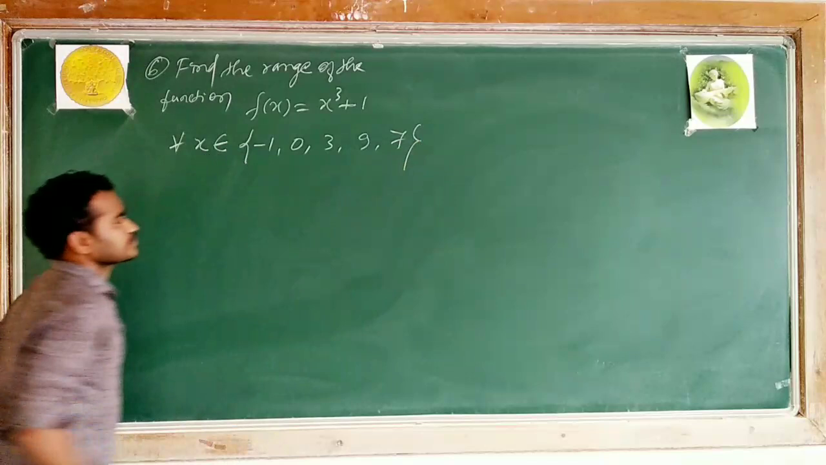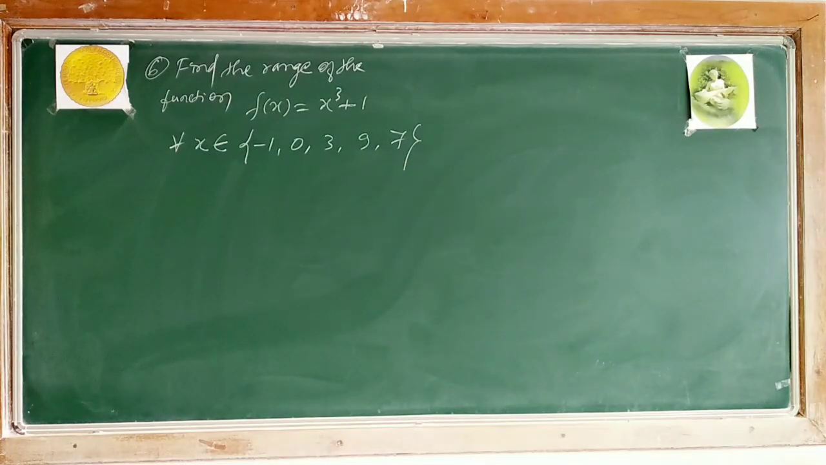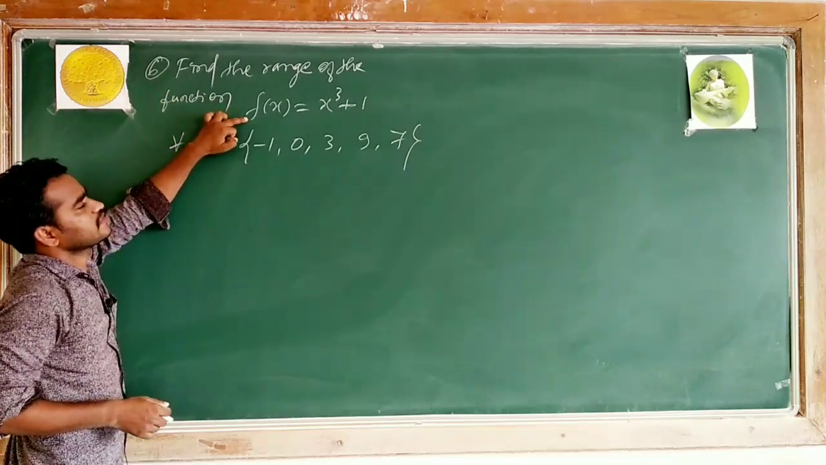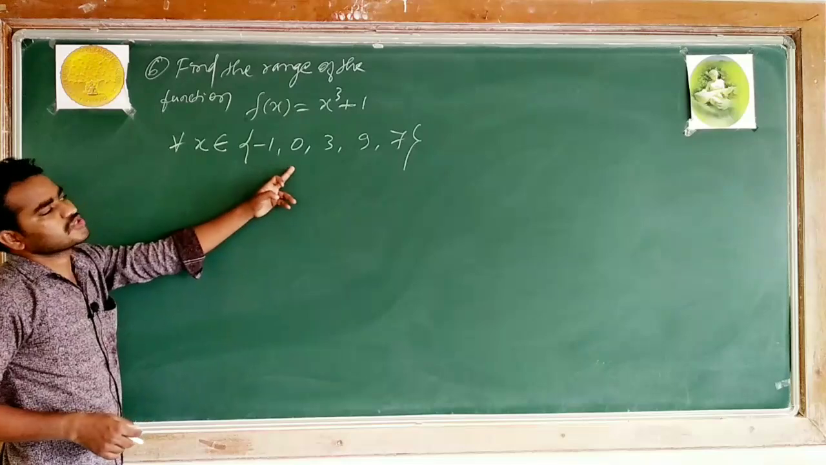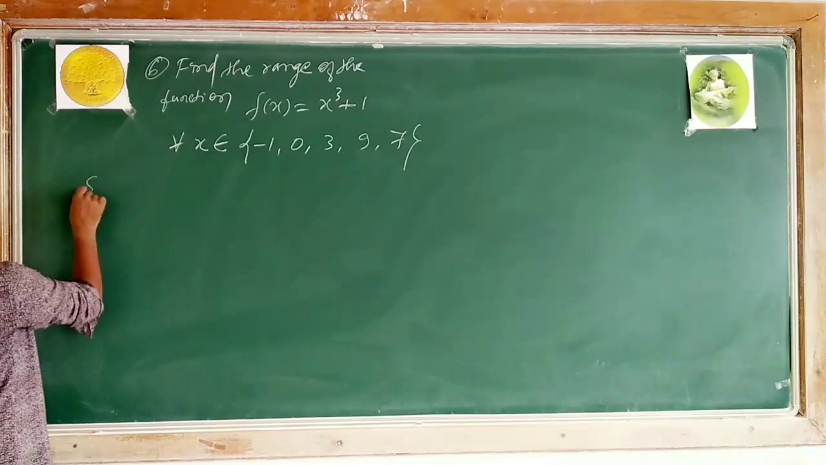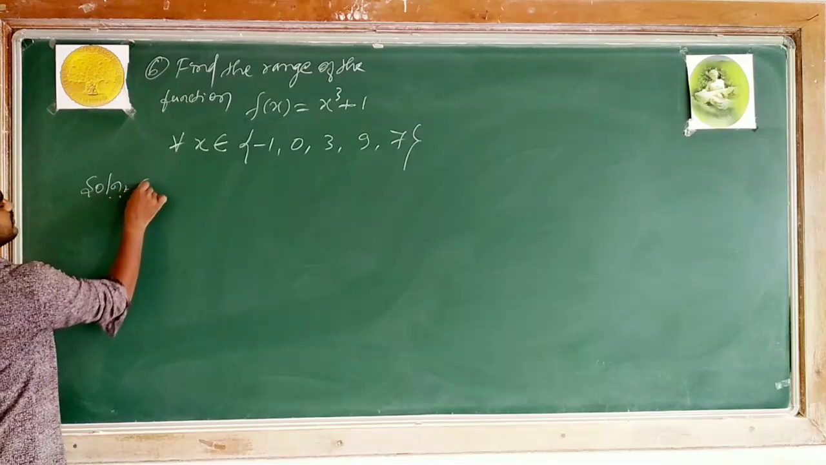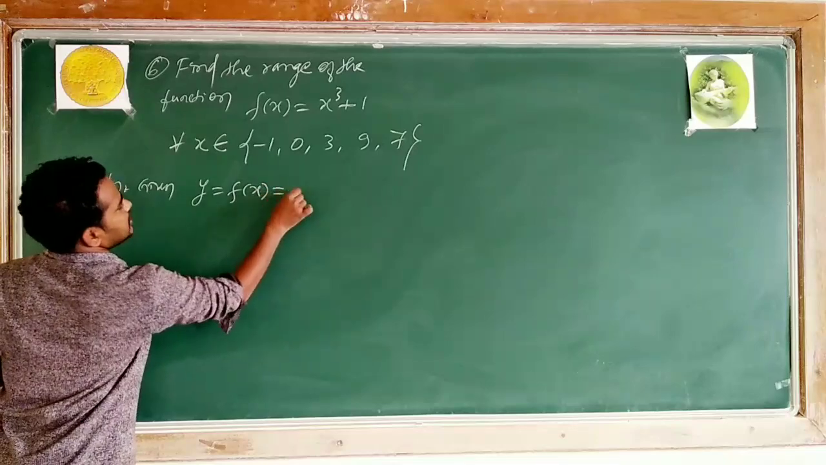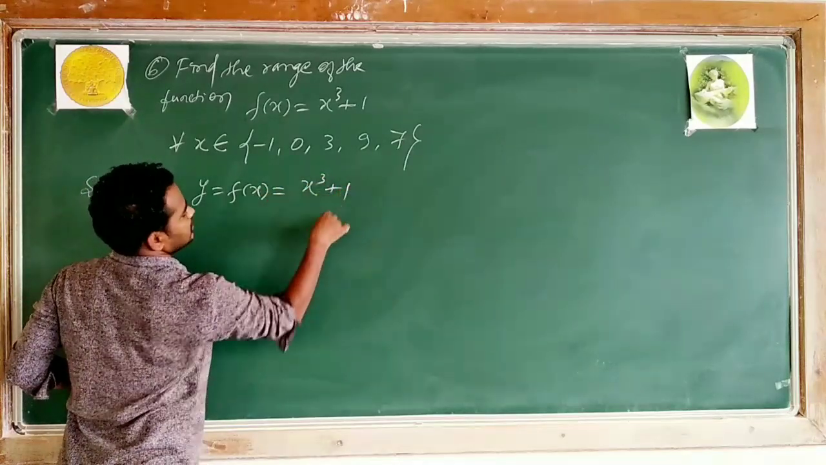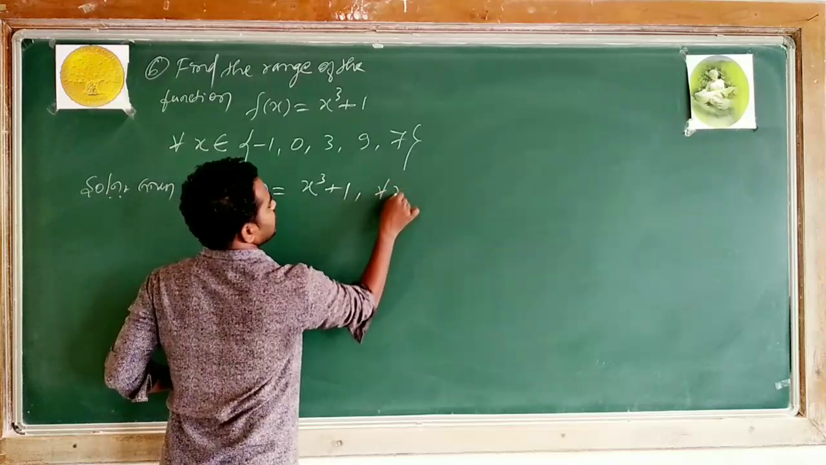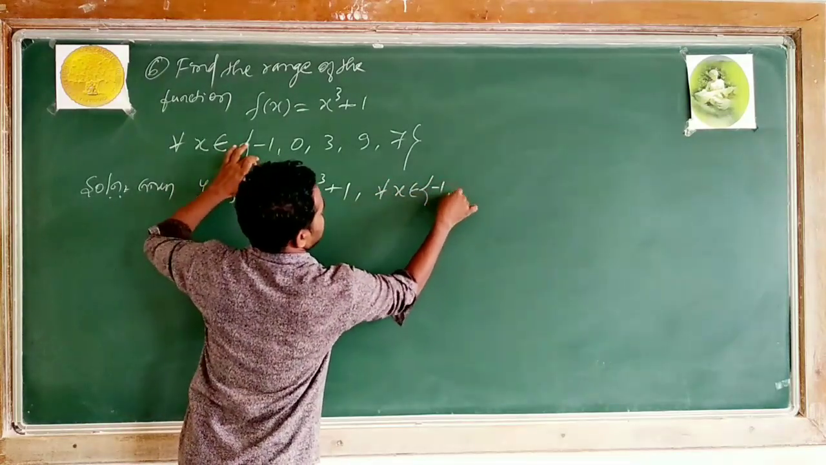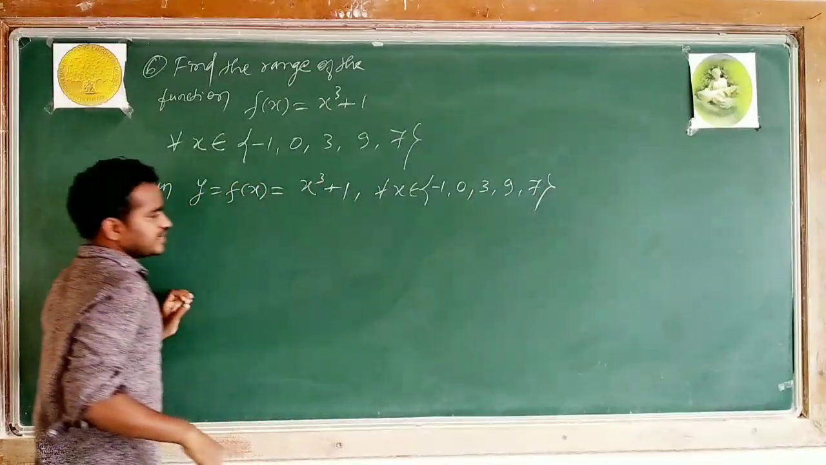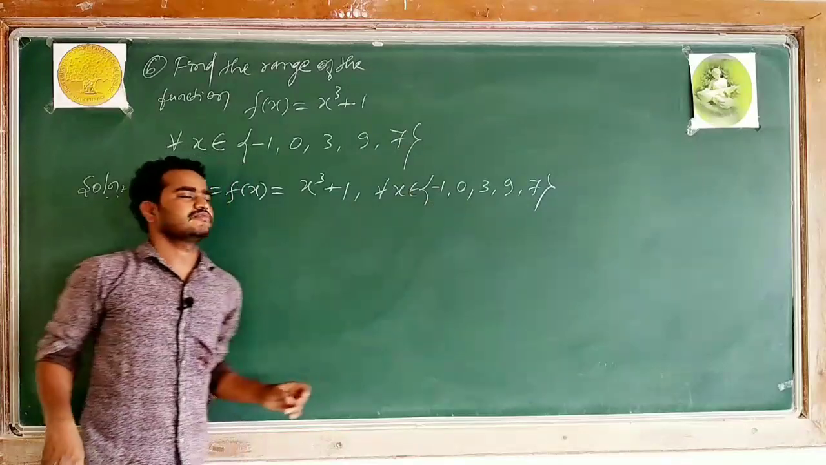Keep in mind, what are the things? Find the range of the function. Find the range, means the y value. Y is equal to f of x is equal to x cube plus 1. X belongs to this, means x is given. So I will write the solution. Given y is equal to f of x. What is f of x? F of x is x cube plus 1. What is the x value? For all x belongs to minus 1, 0, 3, 9, 7. Means you can take only these values for x.